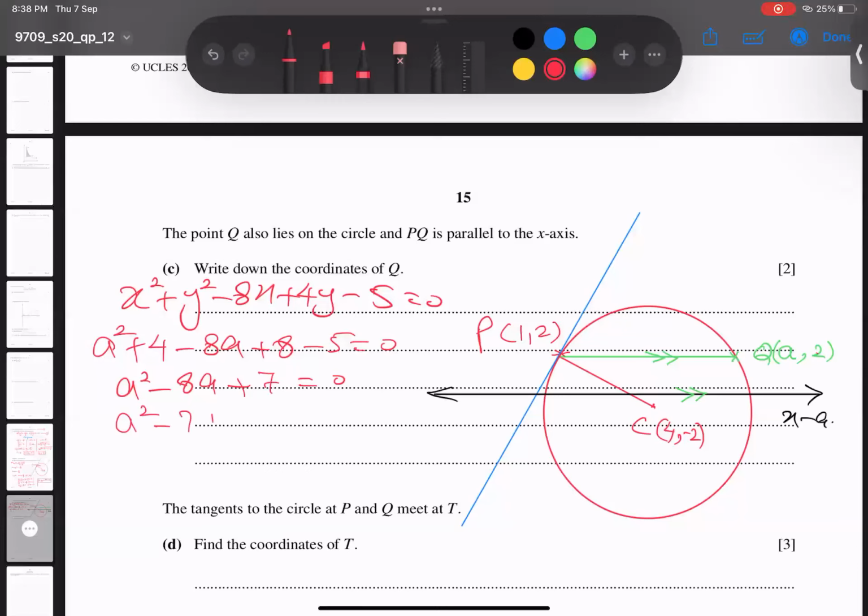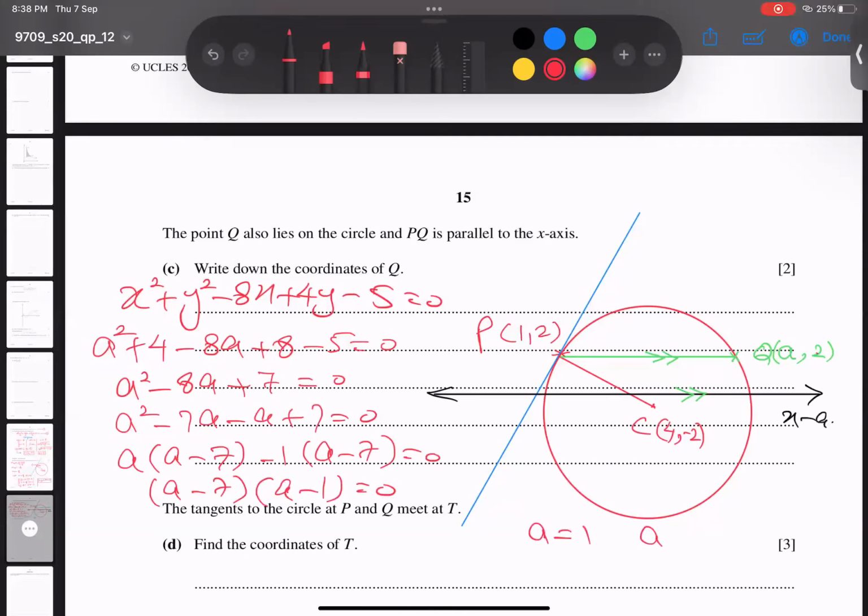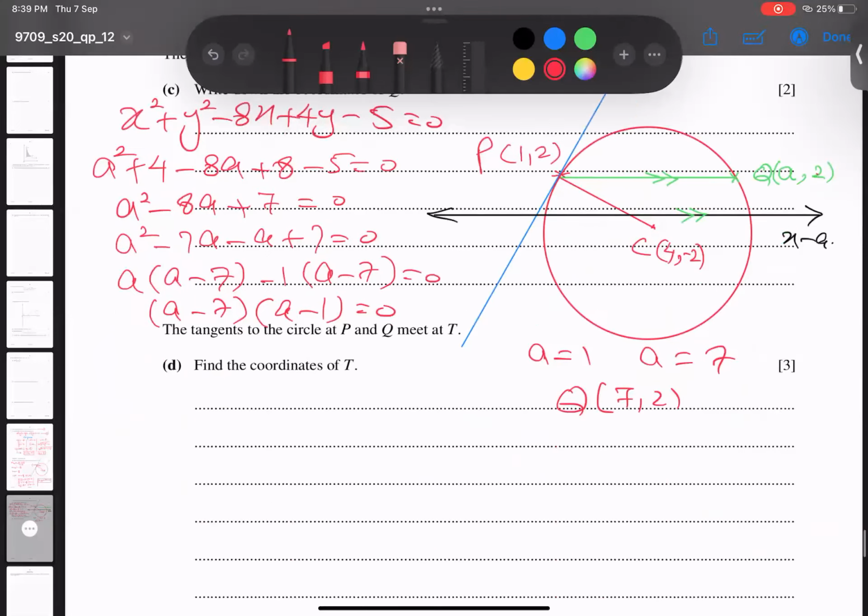So a² − 8a + 7 = 0. Factorizing: a common, I got a − 7, and −1 common, I got a − 7... a minus 7, a minus 1 equals to 0. I got two answers. First answer is 1, second answer is positive 7. This one is repeating already. So this is 7. So the Q coordinate, what I got is 7 goes there, 7 comma 2 is my answer. I think all students understand what is going on.